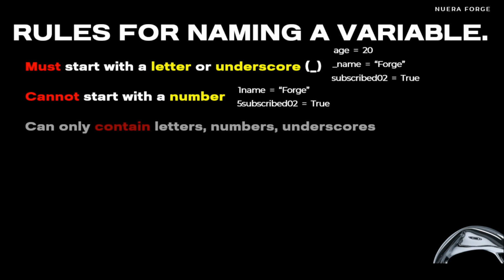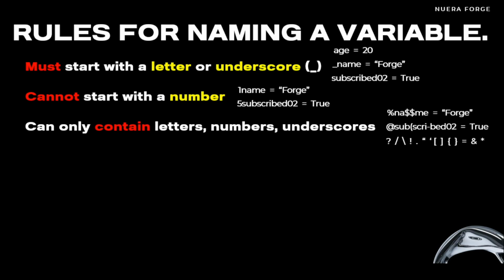Then number three is variables can only contain letters, numbers, and underscores. So there is nothing more that you can add to variable names. This implies that any use of special characters like the percentages, dollar signs, and all these ones that are on the last line, for example, the question mark, the slashes, they are invalid. So when you use them within your variable name, you'll get an error.